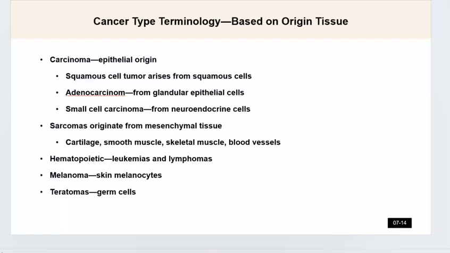Sarcomas are malignant tumors that arise from the mesenchymal type tissues, so blood vessels, cartilage, bone, muscle, and they're rare when you compare them to carcinomas. The prefix of a sarcoma designates its origin. The example they give in the book again is osteosarcoma, which is arising from bone tissue. So the osteo comes before sarcoma, meaning the bone. But a liposarcoma is a sarcoma arising from adipose tissue, right? So that makes sense to us.